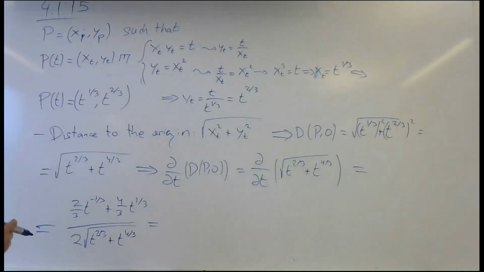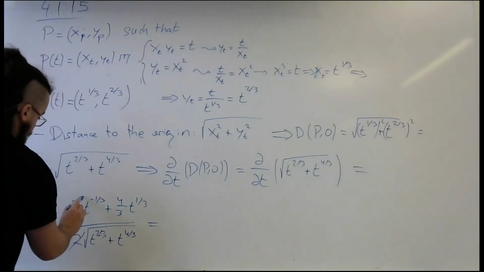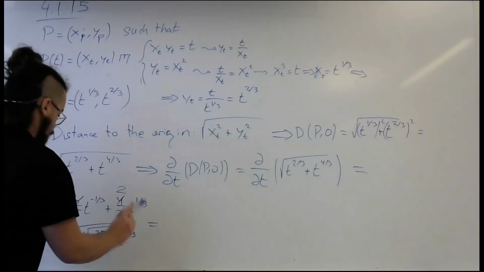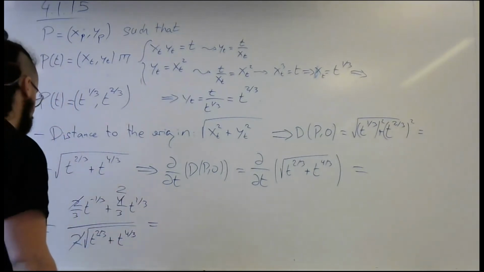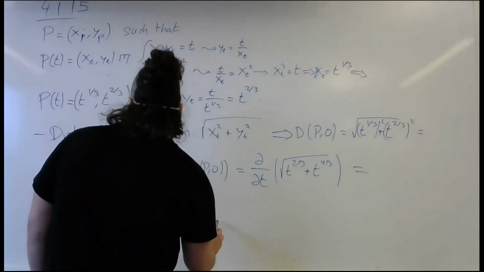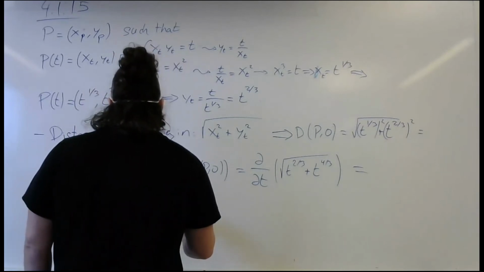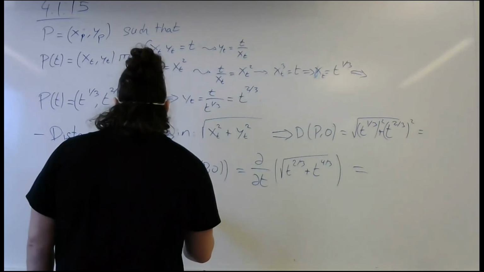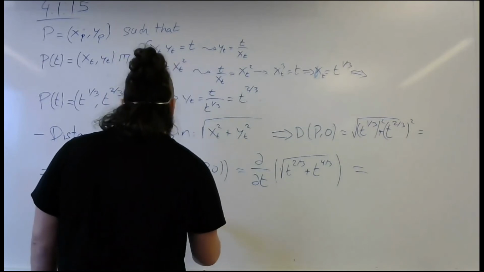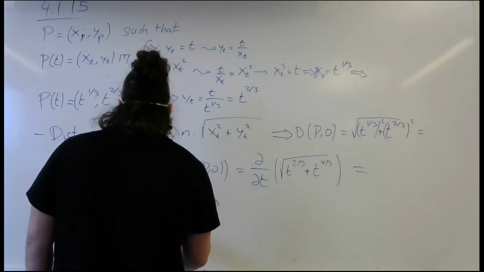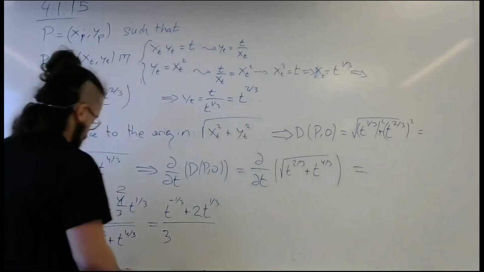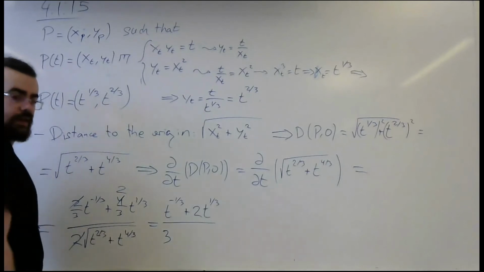So now let's see if we can figure something out. This 2 cancels this 2, and this one becomes a 2. So this is t to the power minus 1/3 plus 2t to the power 1/3 divided by 3, because these 3 didn't cancel.